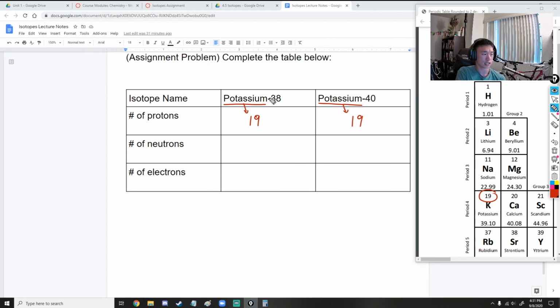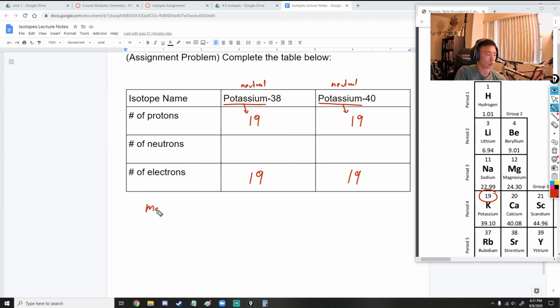If we look at potassium-38, we'll notice there's no positive or negative sign next to it, so we know that this is neutral. If it's neutral, that means there's the same number of protons and electrons. And if we look here, this one is also neutral, so that means it has the same number of protons and electrons. Okay, so we're basically done. We just need to find the neutrons.